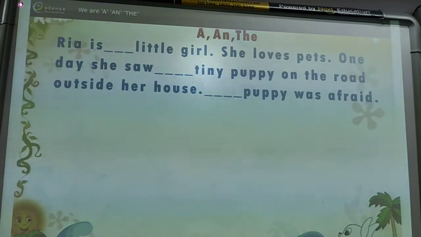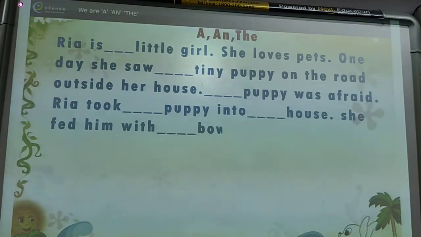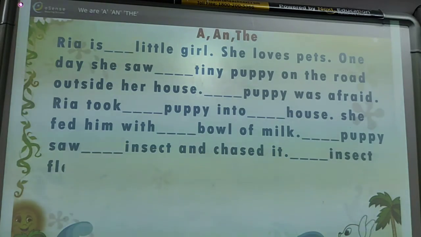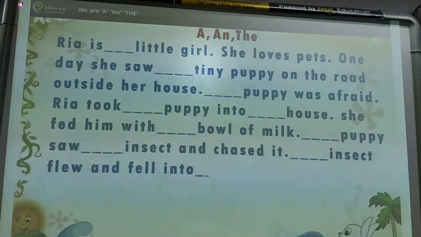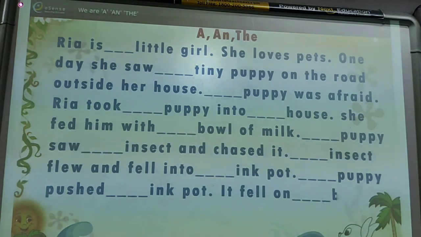Dash puppy was afraid. Priya took dash puppy into dash house. She fed him with dash bowl of milk. Dash puppy saw dash insect and chased it. Dash insect flew and fell into dash ink pot. Dash puppy pushed dash ink pot. It fell on dash book or dash tape.